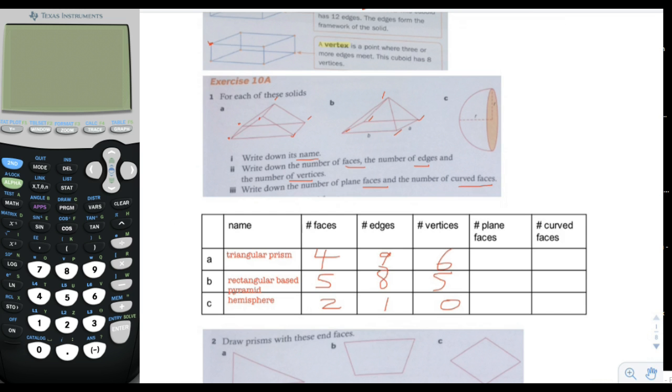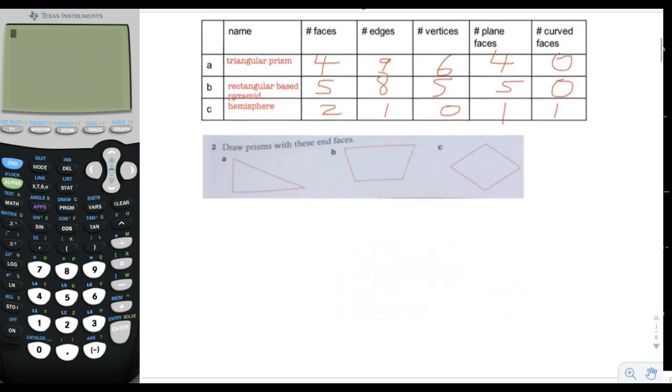Plane faces. For objects with flat sides, like A and B, the number of plane faces is the same as the number of faces, and they have 0 curved faces. Now for the hemisphere, the round part is a curved face, and the other side, the flat circle, is a plane face. So, okay, moving on.